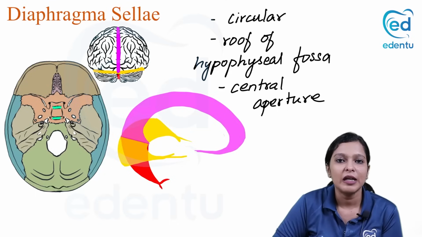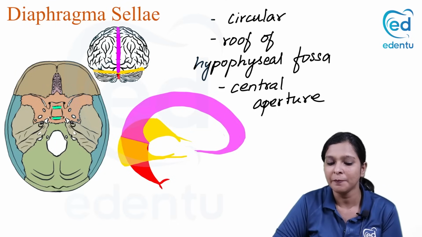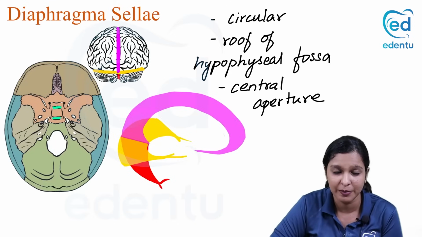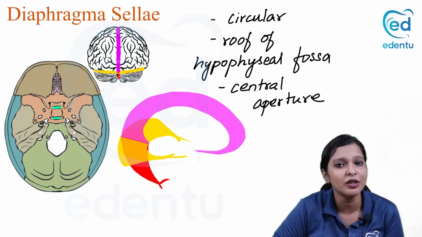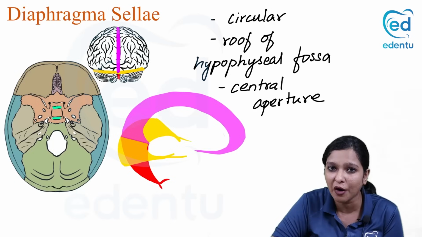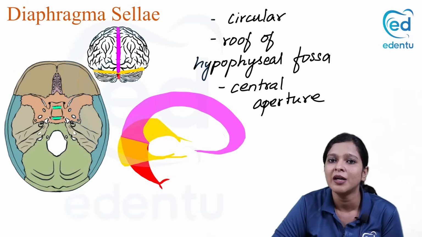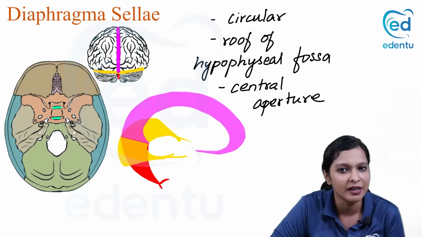Now we'll move on to the last dural fold, called the diaphragma sellae. It is called diaphragm because it is circular in shape, and it is called sellae because it is related to the tuberculum and dorsum sellae that is present in the body of the sphenoid bone. So what are all the parts of sphenoid bone? There is a body and there is a lesser wing as well as a greater wing.